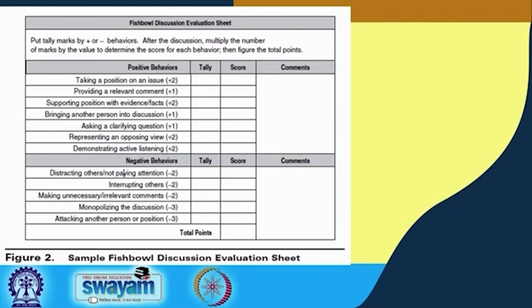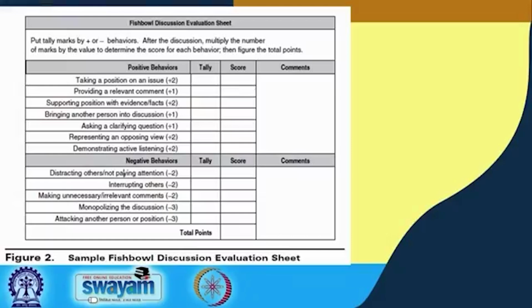Tally marks can be made and total score can be calculated. You can make comments. I have brought the print versions with me. This is figure 2, what we have on the screen. This is the sample fishbowl discussion evaluation sheet. This is for those who are in the outer ring, those who are the evaluators.